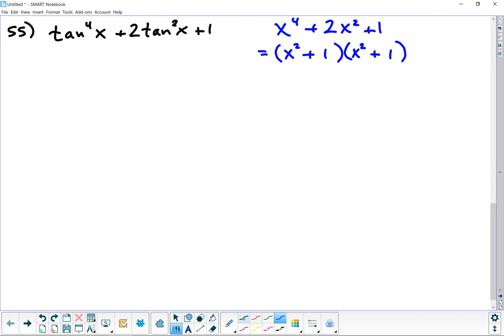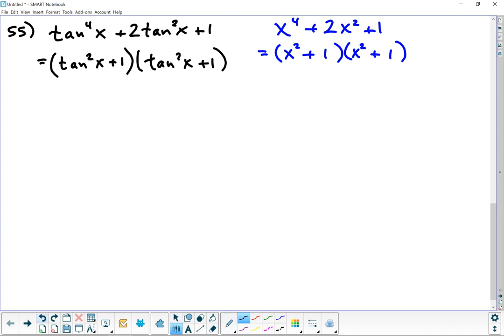All right, so from there, I'm going to go ahead and say, this tangent fourth x plus 2 tangent square x plus 1 factors down to tangent square x plus 1 times tangent square x plus 1. Okay, and this is fine. This is factored down already.